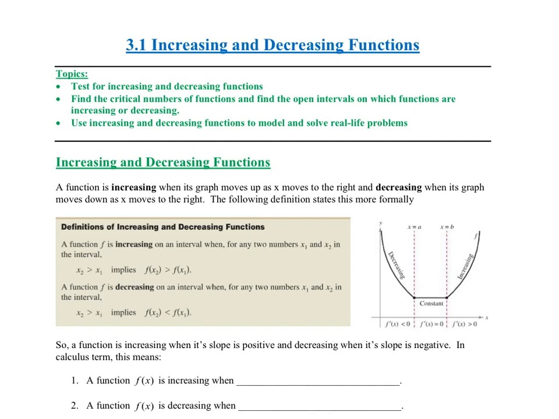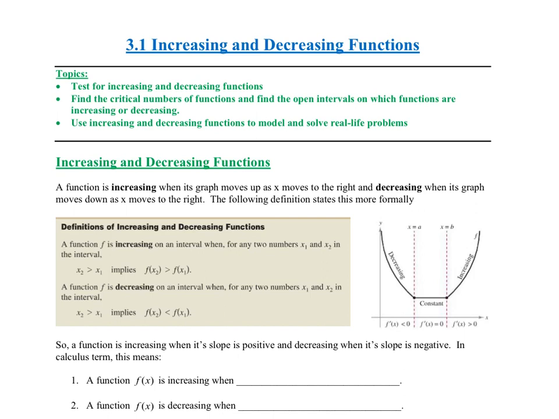This section is about increasing and decreasing functions. The first thing we want to realize is what is the true definition of increasing. If we're looking at an increasing function, we're looking, as we go from left to right, at when a function is going up. Decreasing means as you go from left to right, when is the function going down? And a constant is when there would be no change in your y value.